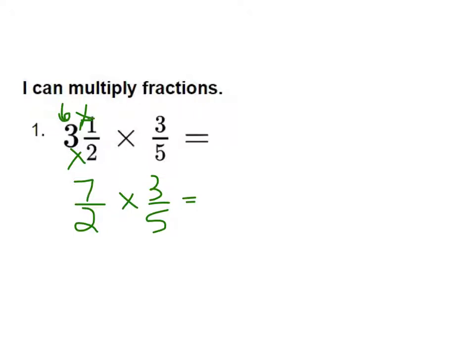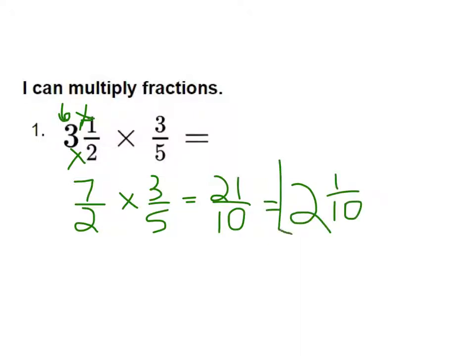Then all you do is multiply straight across. So it's going to be 21 over 10. So how many times does 10 go into 21? So I know 2 times, and it's a whole number, and your remainder is going to be 1 over 10. So my answer was 2 and 1/10. So check your answer and look at what you did incorrectly and make sure you're right about it.